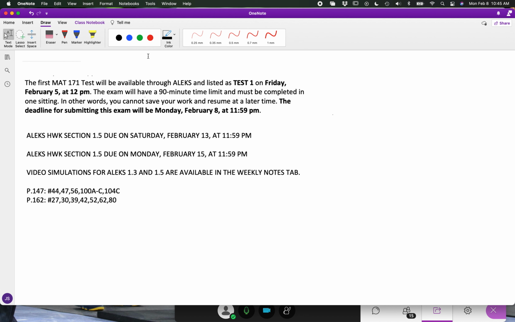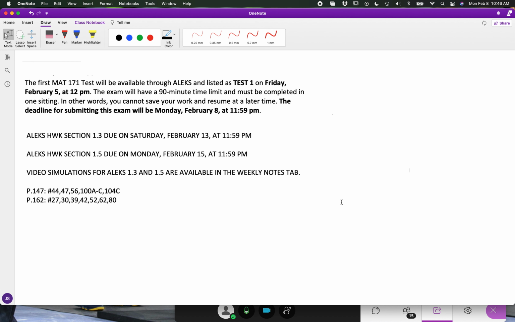And just some items here. Let's see, just adjusting for section 1.3, I have this available, and I adjusted the due date to Saturday, February the 13th at 11:59 p.m. That again is on Saturday. And section 1.5 is due next week, Monday, February the 15th at 11:59 p.m.